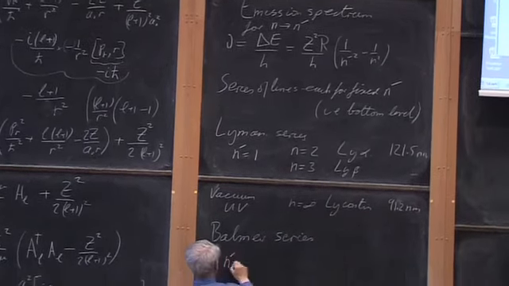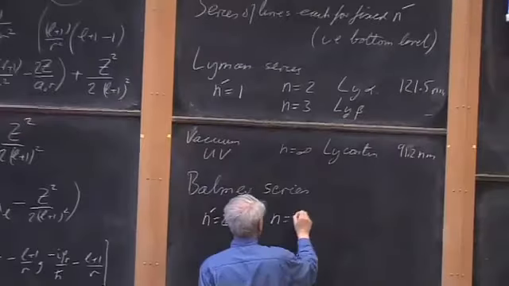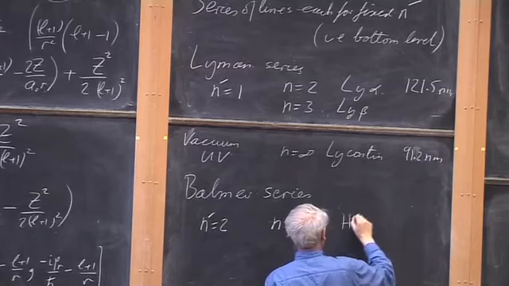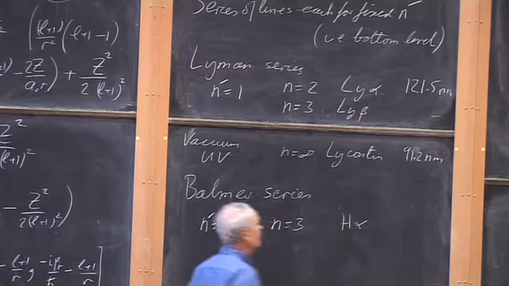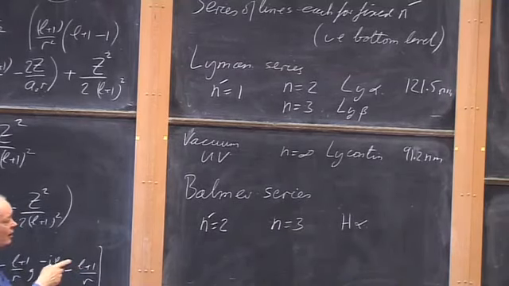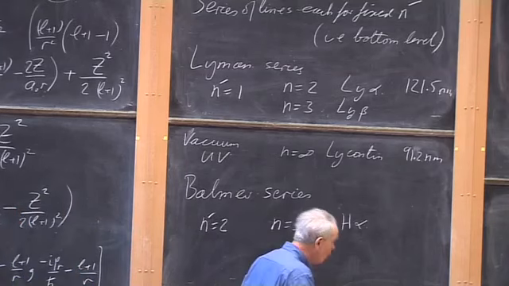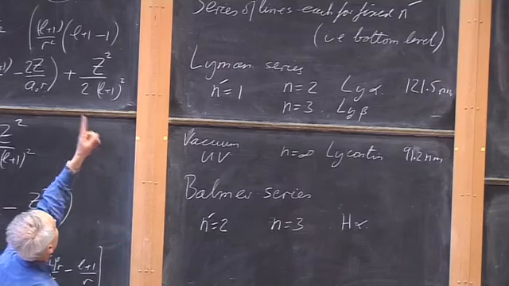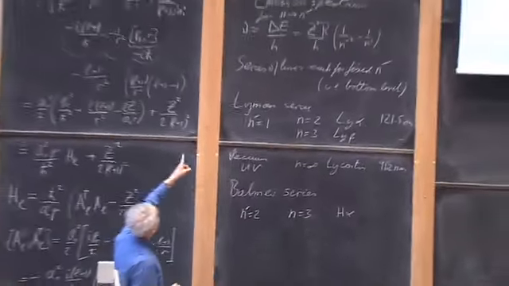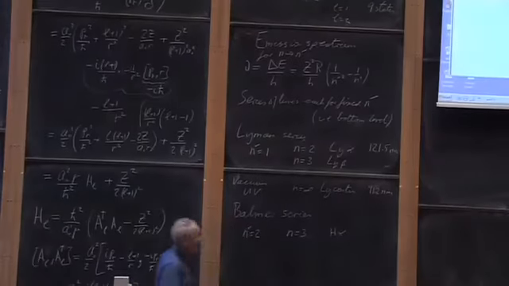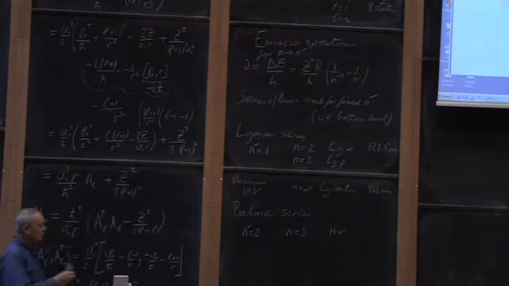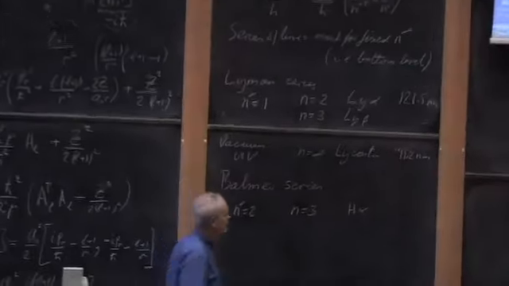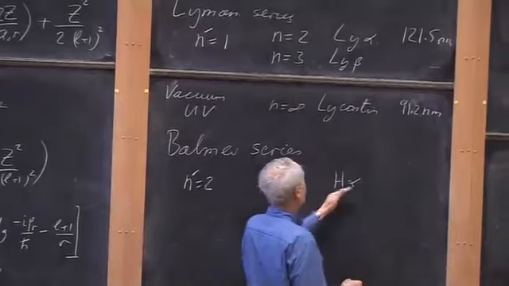So n primed is 2, n equals 3. If you go from 3 to 2, that's called Balmer alpha, but it's written as H alpha because that stands for hydrogen alpha. So Balmer was a Swiss schoolteacher who empirically fitted the formula we've derived. He fitted that formula empirically to measured frequencies of lines that he identified as being the Balmer series lines. Well, a series of lines which he called a hydrogen series.